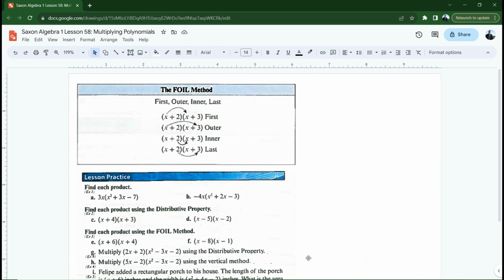Hey Algebra fans, in this video we are going to be learning how to multiply polynomials together. Now you may see this FOIL method thing up here and this looks pretty confusing. Don't worry too much about that right away. The key thing about this lesson that you need to understand is we are going to be multiplying expressions that have more than one term by expressions that have more than one term. And that's going to be a little bit complicated.